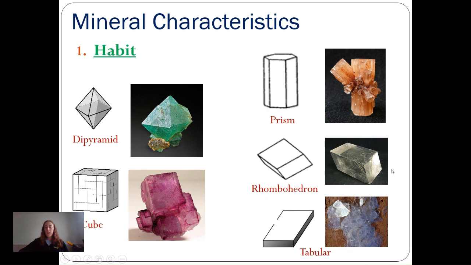Maybe it's a prism, a sideways rectangle, so a rhombohedron, or it could be what we call tabular, which is just like sheets of paper. So when we're looking at minerals and trying to describe them, we describe them by their shape, and these are some examples of the shapes that can be used to describe minerals.